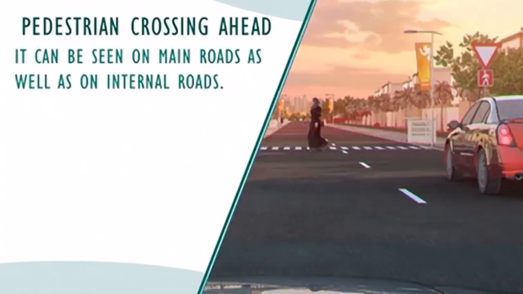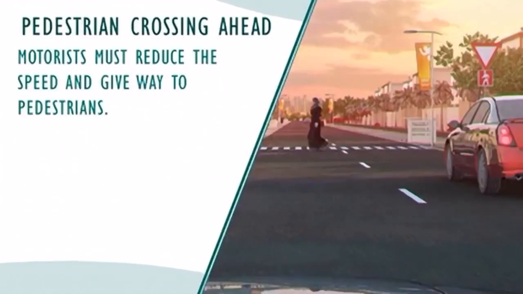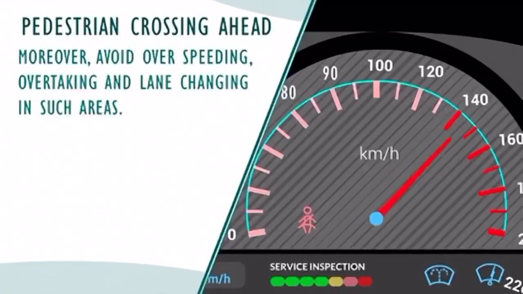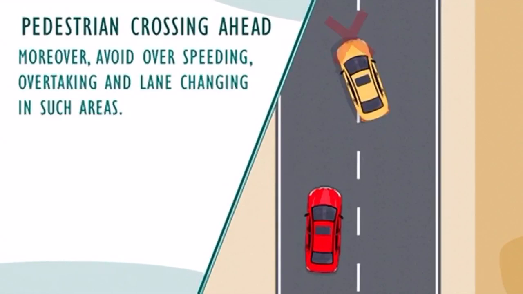It can be seen on main roads as well as on internal roads. Motorists must reduce the speed and give way to pedestrians. Moreover, avoid overspeeding, overtaking, and lane changing in such areas.